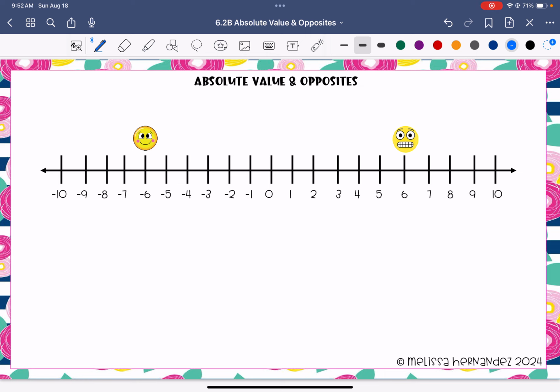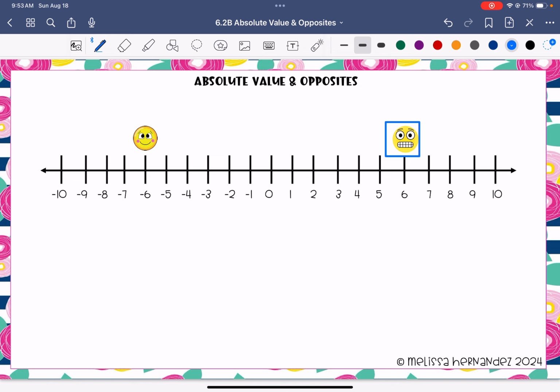So let's look at the second emoji, which is at +6. Now, the opposite of a positive would be a negative. So the opposite of the second emoji is a -6. So that's just opposite. Now the opposite of -6 is a +6. So those are opposites. Now let's talk about absolute value.